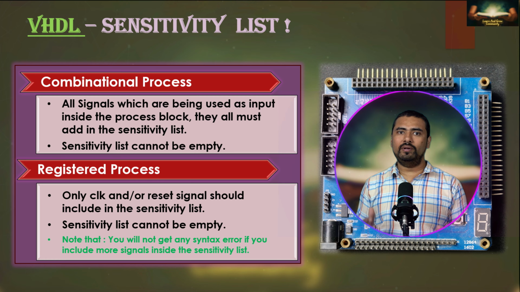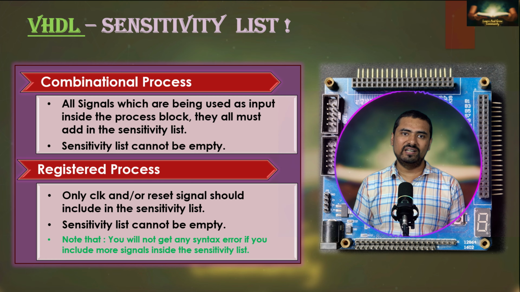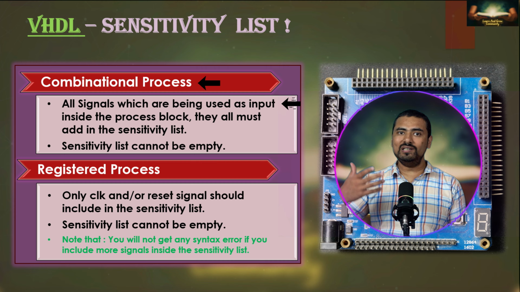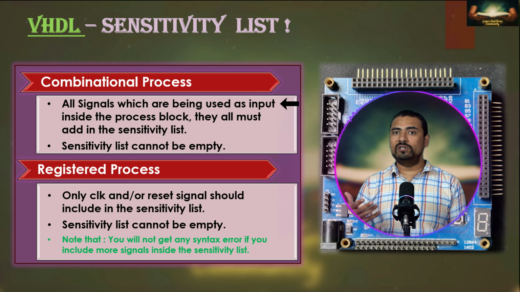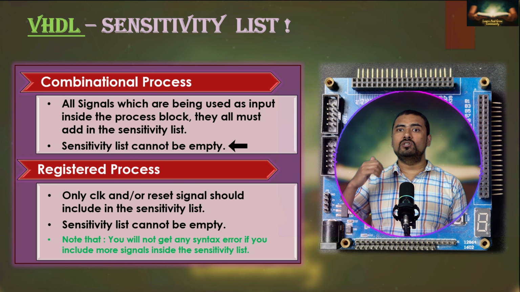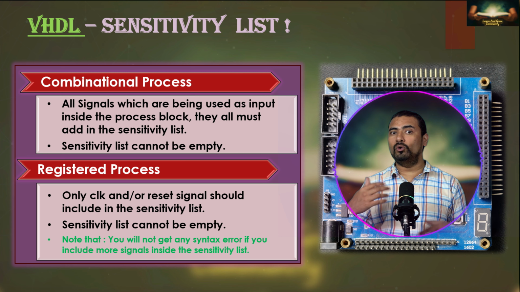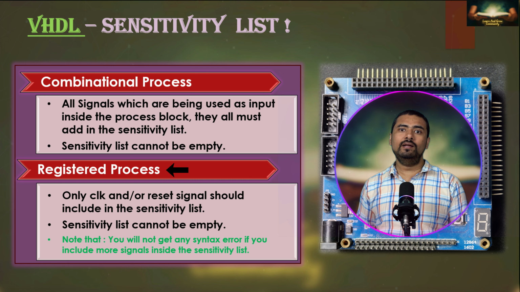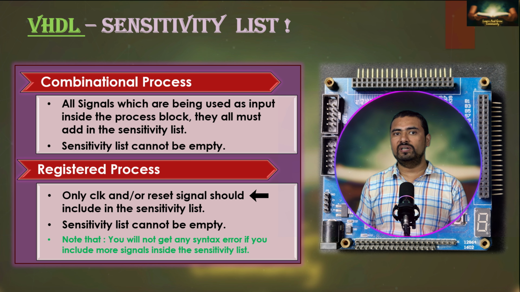But before we conclude, here is a quick recall on the sensitivity list, because this is one of the most important factors of the process block. So for combinational processes, you need to include all the signals in your sensitivity list which are being used inside the process block. Note that the sensitivity list cannot be empty. It is not allowed in synthesis. If you are designing a registered process, then you should include the clock signal and reset signal in the sensitivity list.